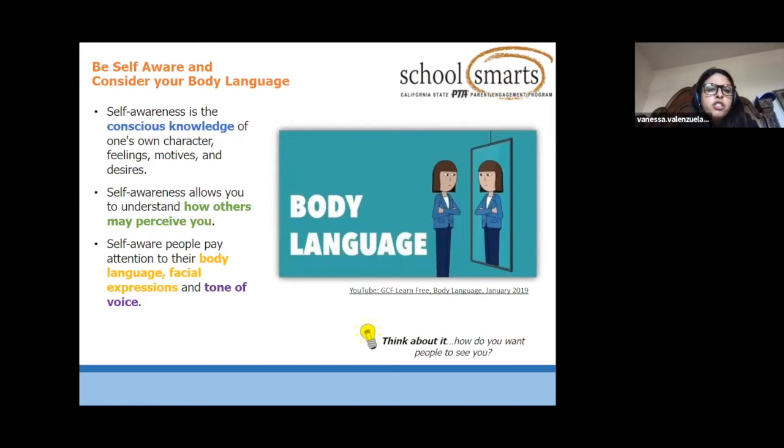Next, be self-aware and consider your body language. Self-awareness is the conscious knowledge of one's own character, feelings, motives, and desires. Self-awareness allows you to understand how others may perceive you. Self-aware people pay attention to their body language, facial expressions, and tone of voice.